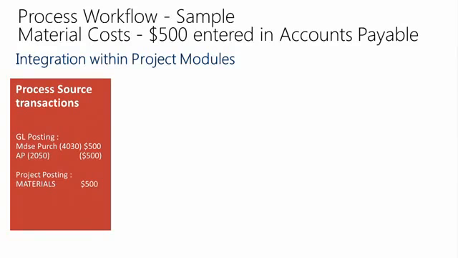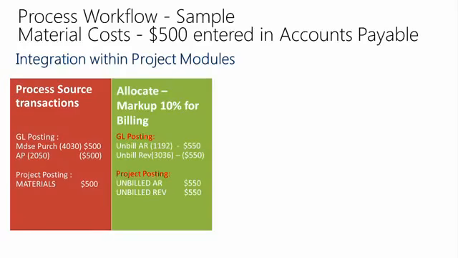So we have a process of the AP document, and it will create a merchandise purchase record to account 4030 in General Ledger, and it'll go to AP account 2050 for $500. But also, at the same time, we'll get a project posting to an account called materials. That will be the cost piece on the project side.